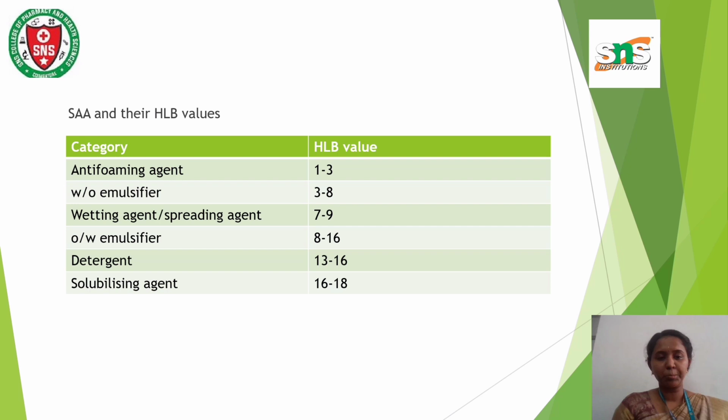Surface active agents and their HLB values. For antifoaming agents, the HLB value is 1 to 3. For water in oil emulsifying agents, 3 to 8 is the HLB value. For wetting agents or spreading agents, the HLB value is 7 to 9. For oil in water emulsifiers, the HLB value is 8 to 16. For detergents, 13 to 16. And for solubilizing agents, 16 to 18 is the HLB value.